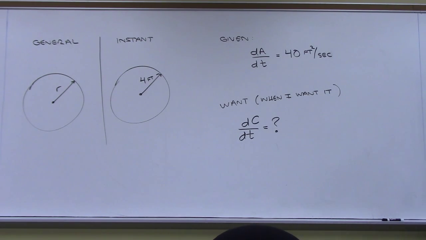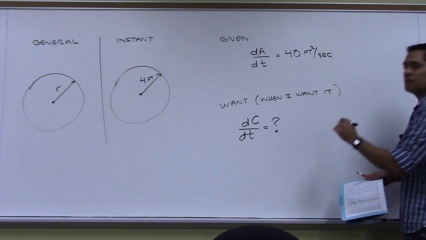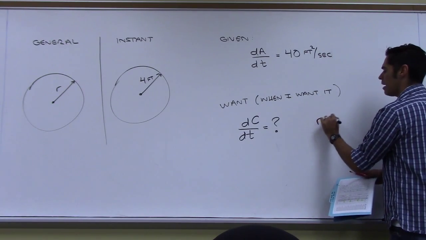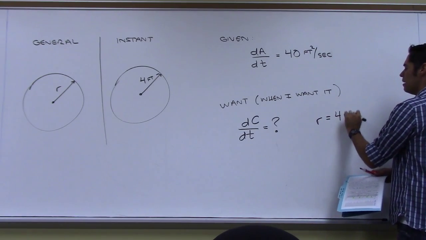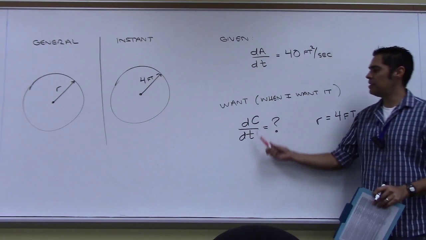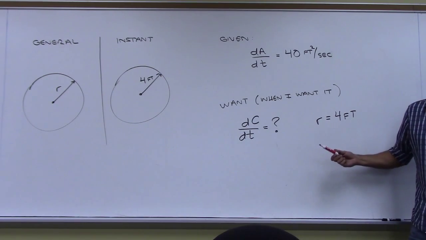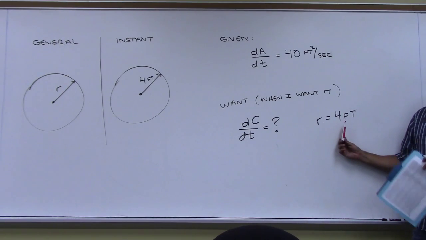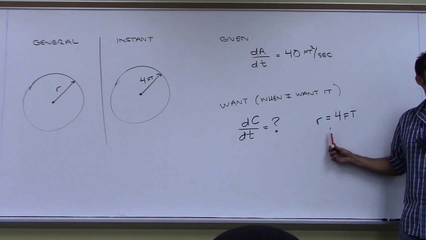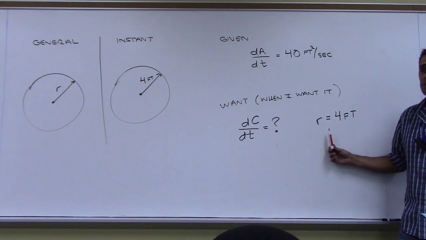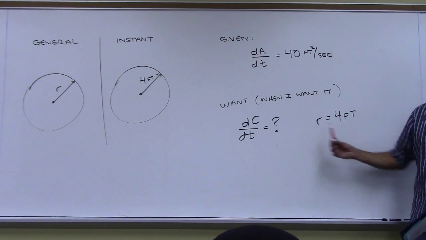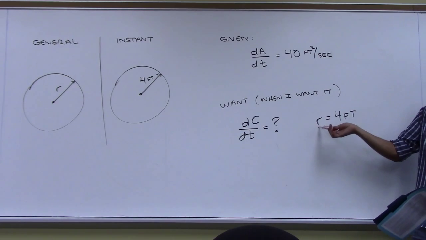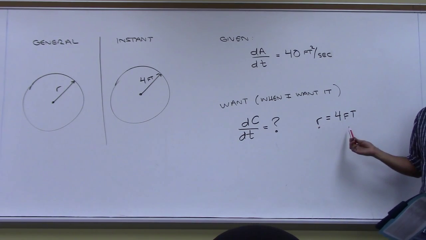When do you want that? When the radius is 4 feet, right? So we have to be a little careful with things like that because a lot of times we'll say we want to know dC dt when it's 4. Well, you have to know what it is, right? Because I could have told you when the radius is 4, when the diameter is 10, or when the area is 80 pi. I could have given you any quantity here, so you need to make sure you know what letter goes with it, right?